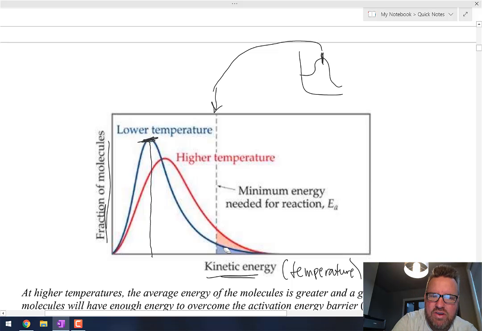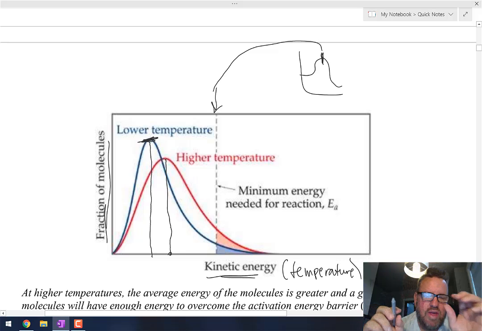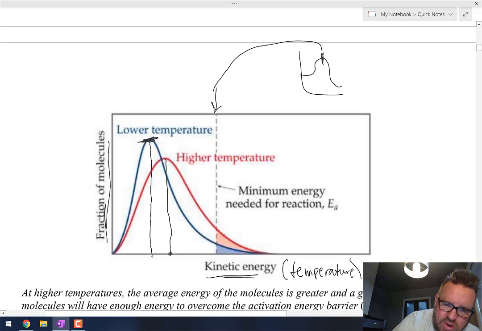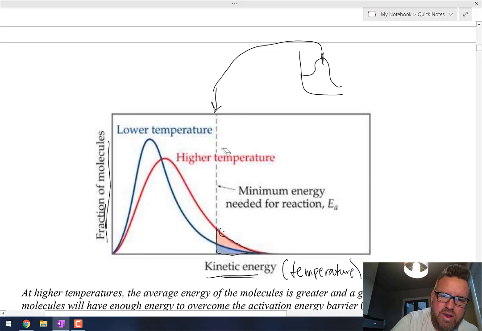At the higher temperature, notice that there is a greater number. Notice the kinetic energy is higher, that as the temperature goes up, the molecules have more kinetic energy. And also notice that from here all the way down, you have a greater fraction of molecules that have enough energy to overcome the activation energy barrier.